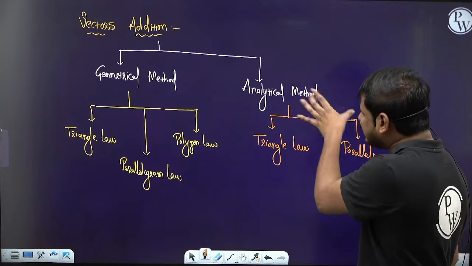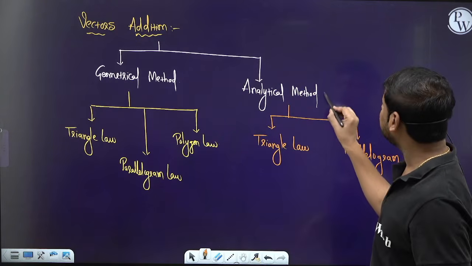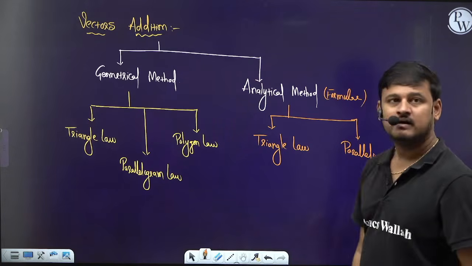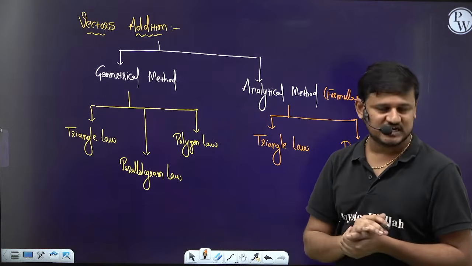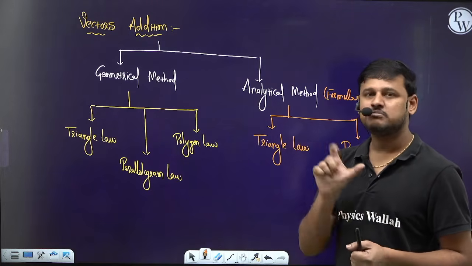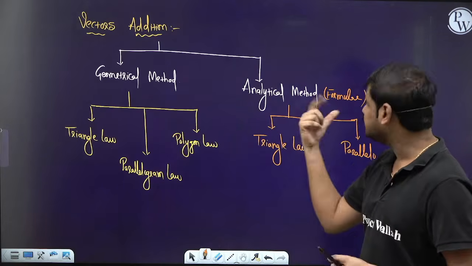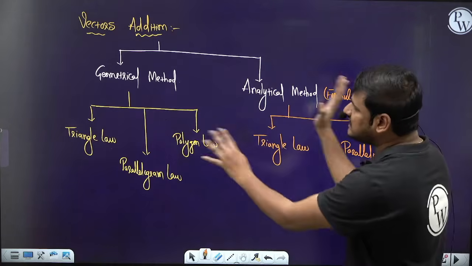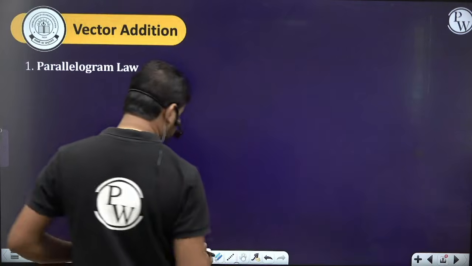Then the analytical method has the triangle law and the parallelogram law, where a formula will be there to find the magnitude of the resultant vector. Here in the geometrical method we just have the direction of the resultant vector, in diagrammatic form. So we can't say how much magnitude the resultant has by this; you can say it by the analytical method. Both procedures are important, so I'll combine these two and explain. First, the parallelogram law.